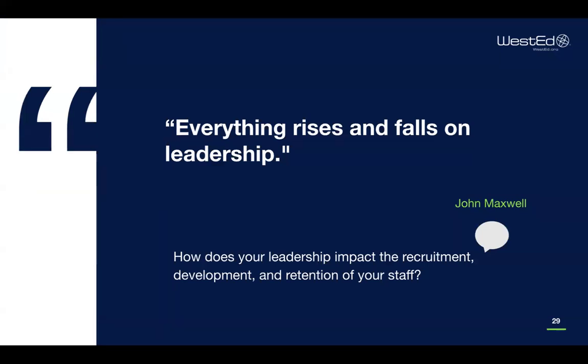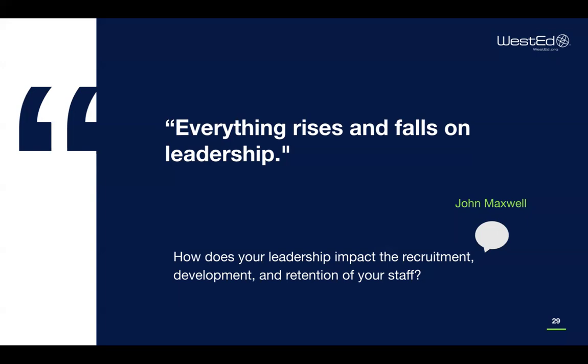"Everything rises and falls on school leadership" underscores the importance of your role as a leader in setting the direction for talent development. As school leaders, you are responsible for creating and guiding the structures that recruit, develop, and retain high quality staff. Your involvement in establishing these structures ensures they align with your school's vision and goals, directly influencing the success of your staff and ultimately the quality of education your students receive.